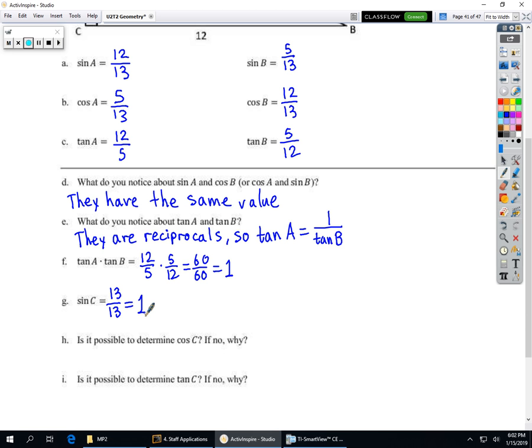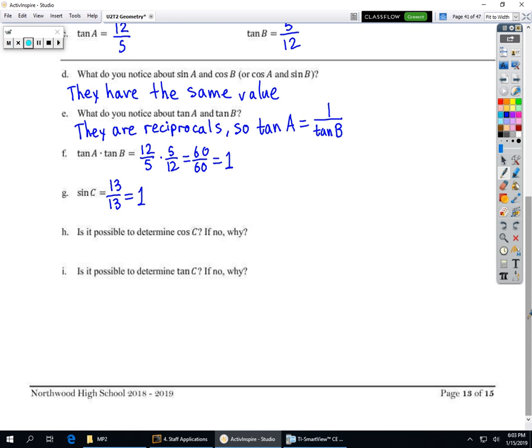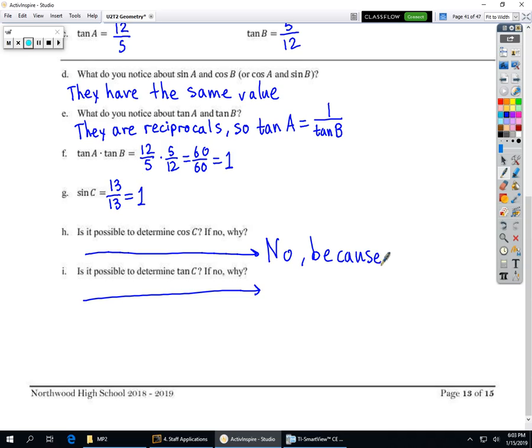Now looking at the diagram, is it possible to determine cosine of C? For C, I need the adjacent, right? Well, both of them are adjacent, right? Neither of them are the hypotenuse, so I can't pick either one. I can't do cosine C because it has two adjacent sides. I can't use tangent either because I also have two adjacent sides. So for both of them, can you determine either of them? You cannot. So they both have the same answer. So why don't I just draw an arrow to both? No, because there are two adjacent sides.